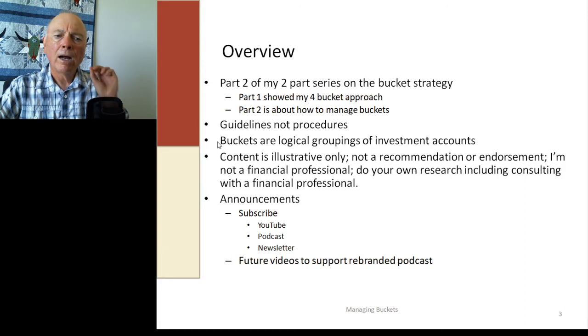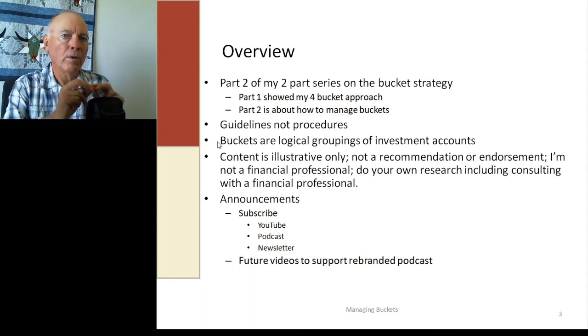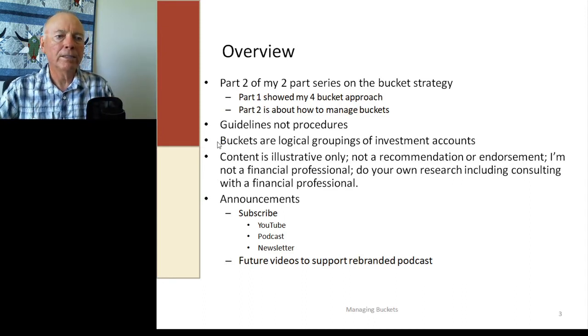Now, buckets are logical groupings of investment accounts. By that I mean, I can't go online and see what's in my bucket 1 through a financial services firm or a brokerage firm. My buckets exist on paper, an Excel spreadsheet to be precise. So they're logical, they're virtual. They're not really accounts, if that makes sense.